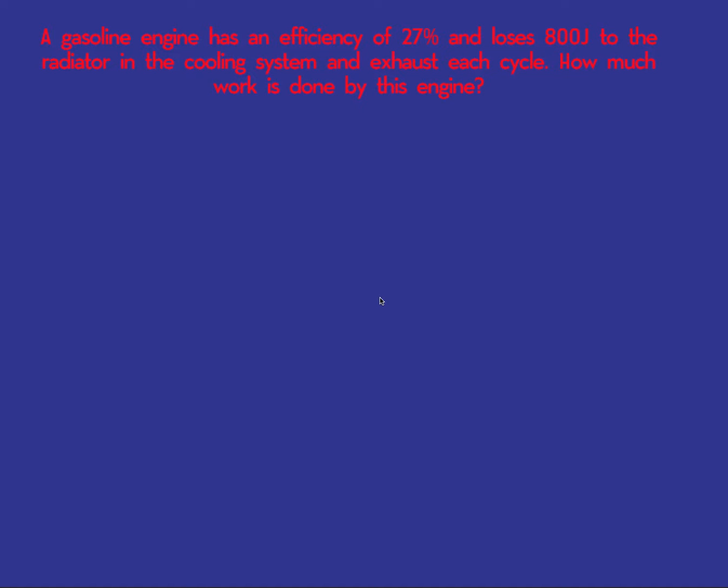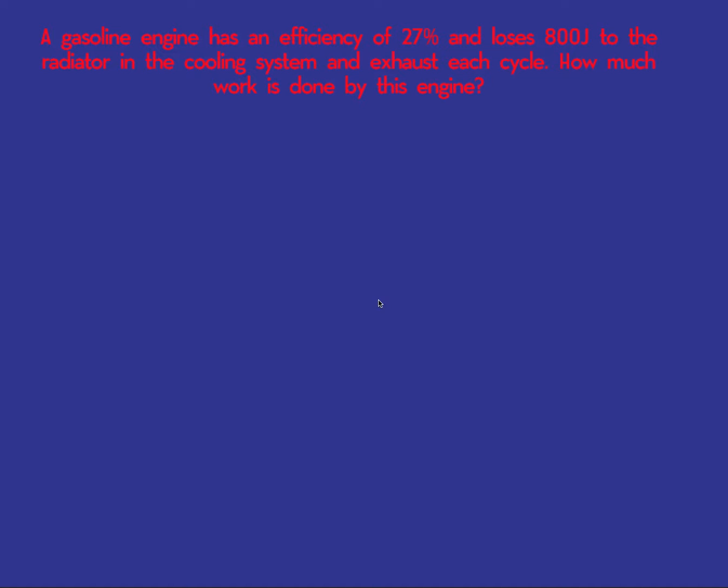Let's take a look at a problem that has to do with efficiency. No machine in the real world is 100% efficient, and some of the energy that goes into these machines is lost to heat through various methods. In this particular problem, we have a gasoline engine that has an efficiency of 27%. It loses 800 joules to the radiator in the cooling system and exhaust in each cycle. How much work is done by this engine?